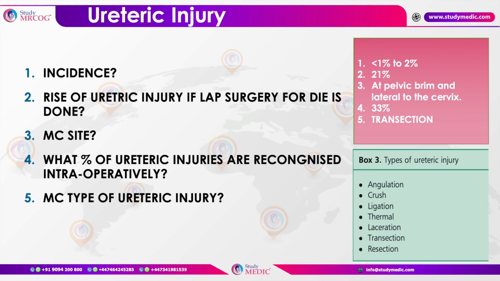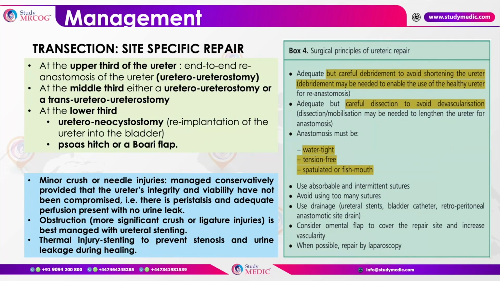These are the various types of ureteric injury: angulation, crush injuries, ligation, thermal injuries, laceration, transection, resection. How do you repair these? The concept is site-specific repair. If it involves the upper third of the ureter, you do ureteroureterostomy, end-to-end re-anastomosis of the ureter. If it is the middle third, you do ureteroureterostomy or transureteroureterostomy. If it is the lower third, you do ureteroneocystostomy, psoas hitch or Boari flap.